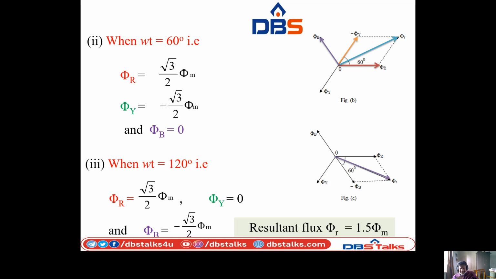So in every case, at every instant of time, we are getting the resultant flux as 3 by 2 phi m, that is 1.5 phi m.